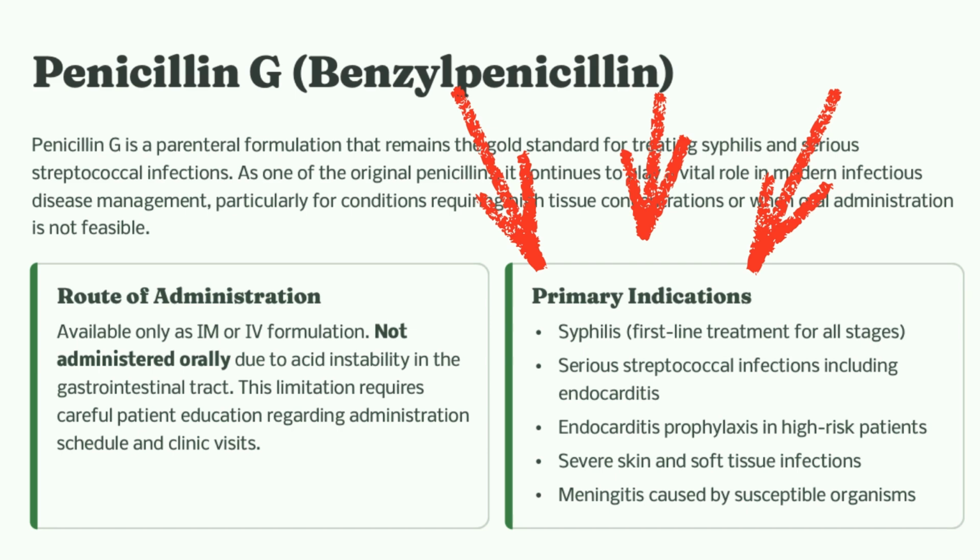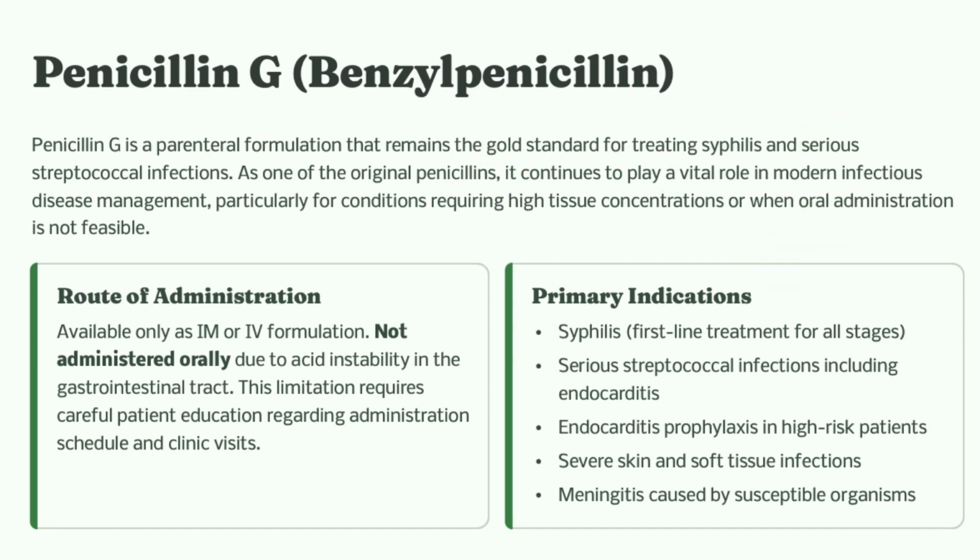So now, why do we use Penicillin G? For which purpose? First, syphilis. As I mentioned before, Penicillin G is the first choice antibiotic for treating all stages of syphilis. This includes neurosyphilis, when the infection affects the brain or nervous system, and pregnancy because it's safe and very effective.